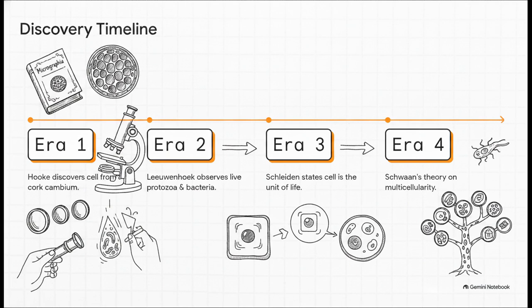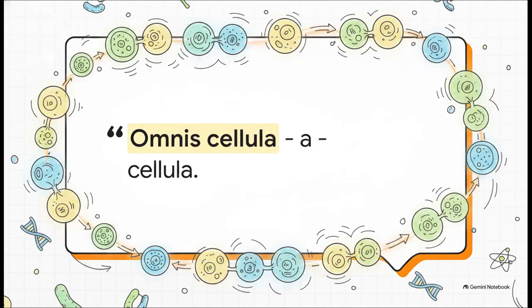Later on, Schleiden and Schwann put the conceptual pieces together, realizing that whether you're a single protozoa or a complex multicellular animal, the cell is the ultimate unit of life. This whole era of discovery finally culminated in Virchow's famous theory of cell division, omnis cellula a cellula, which means every single new cell originates directly from a pre-existing cell.